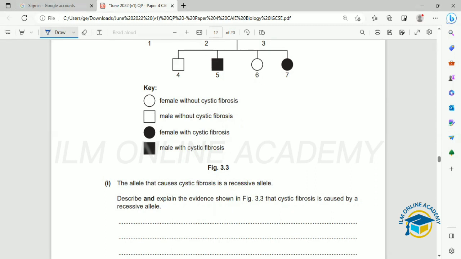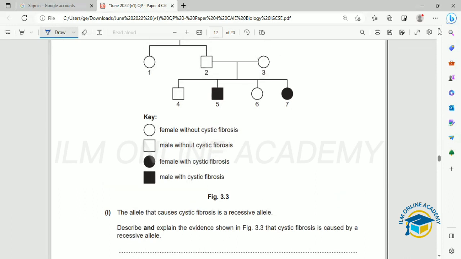Describe and explain the evidence that cystic fibrosis is caused by a recessive allele. So, remember, you can see that 2 and 3 right here do not have cystic fibrosis, right? Now, recessive allele means that an individual must inherit a defective, mutated copy of the cystic fibrosis gene, one from each parent. That's what you are going to write there. It simply means that one copy is fine and one is mutated.